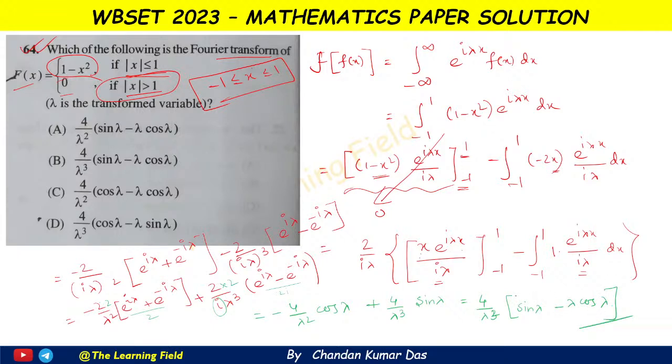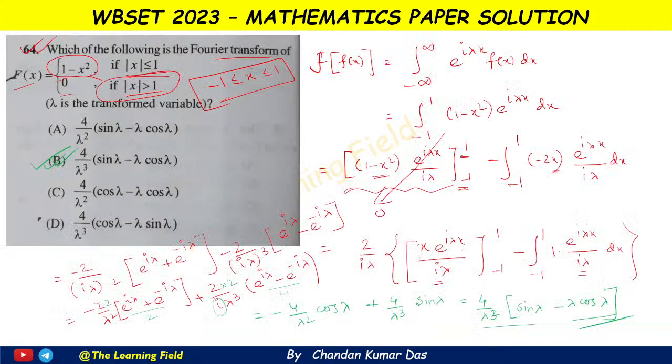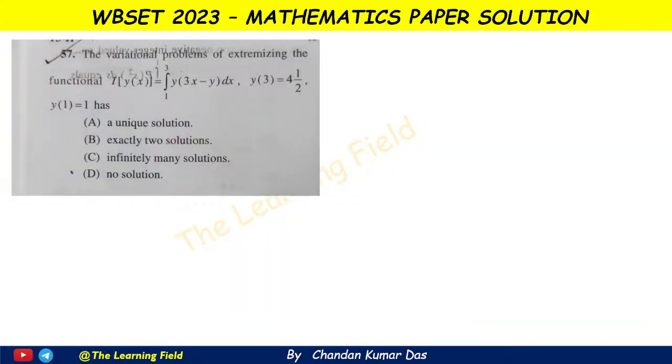Which option? 4 by lambda cube into sine lambda minus lambda cos lambda. I think it's option B. 4 by lambda cube into sin lambda minus lambda into cos lambda. Yeah, option B is correct here. Now going to the next question, and these questions are from Fourier transformation. Okay, now question 57, and this question is from what?